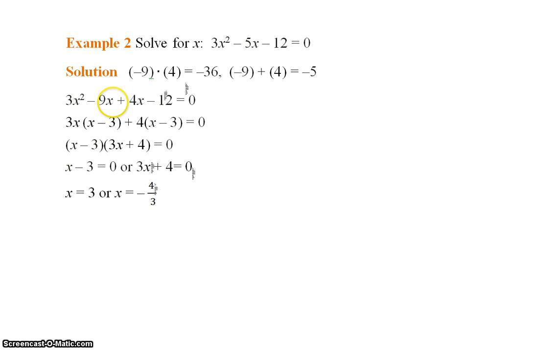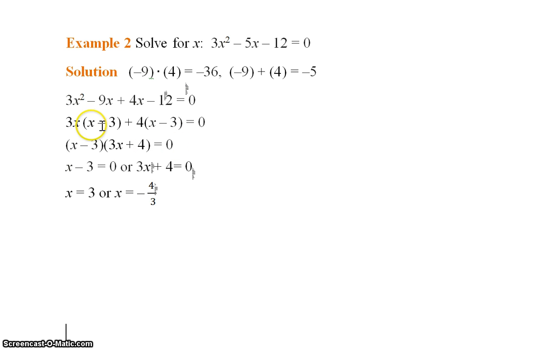Now in the left side we have 4 terms, and we can factor the left side by grouping. From the two terms 3x squared and 9x, we factor out the greatest common factor 3x. In brackets we get x minus 3, because 3x squared divided by 3x is x, and 9x divided by 3x is 3. From the last two terms we factor out 4. 4x divided by 4 is x, 12 divided by 4 is 3.